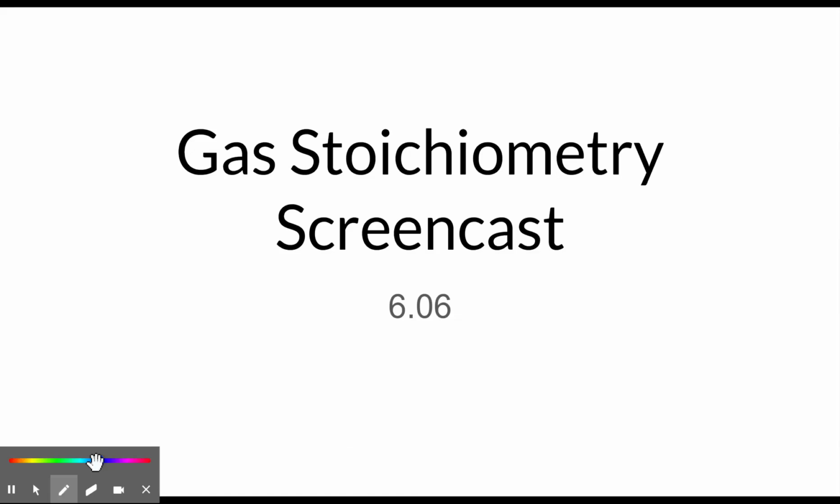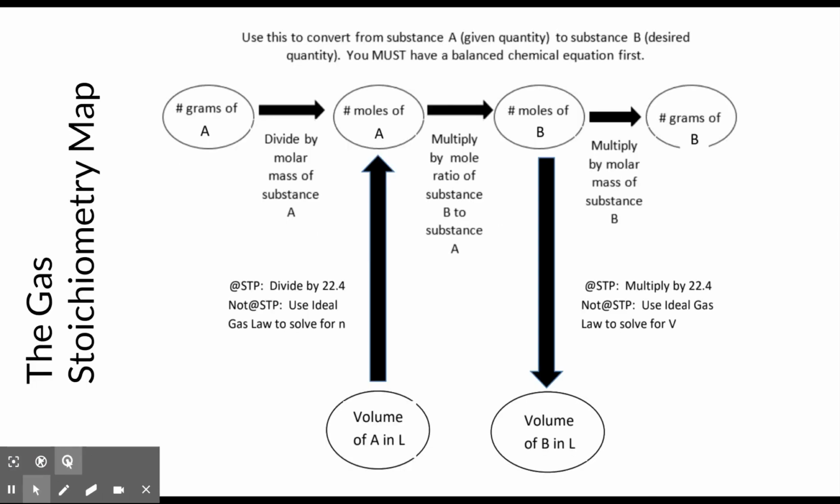Hello, let's take a look at stoichiometry once again, except we're going to examine stoichiometry as it's applied to gases. Before we take a dive into some problem solving, let's take a look at some strategies. You saw a version of this previously when we were solving regular mass-to-mass stoichiometry problems. So as a matter of fact, most of this map is familiar to you.